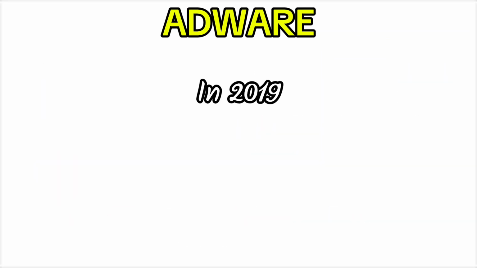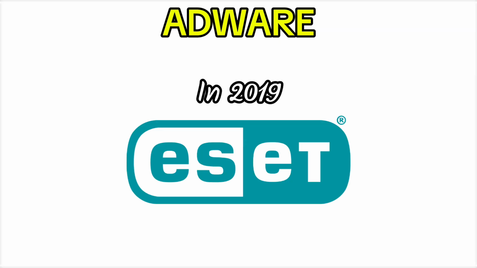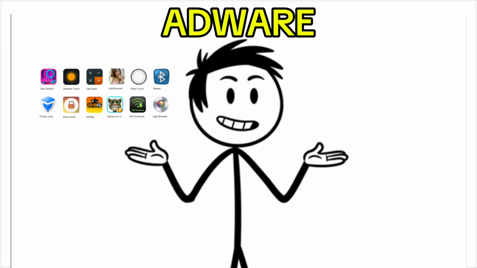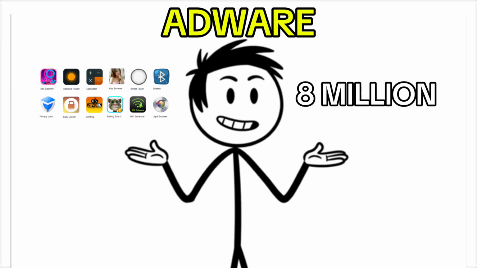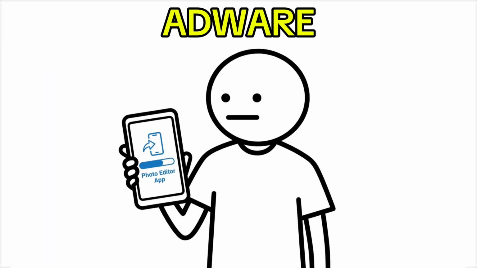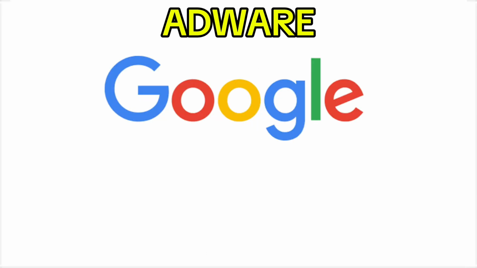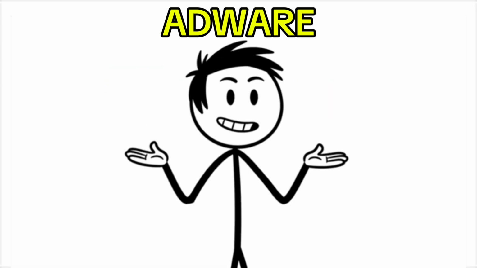In 2019, a security company called ESET discovered over 200 adware apps on the Google Play Store. These apps had been downloaded more than 8 million times by real users. People thought they were downloading wallpaper apps and photo editors. Instead, their phones were bombarded with ads they could not close. Google had to remove all of them, but the damage was already done to millions of phones worldwide.